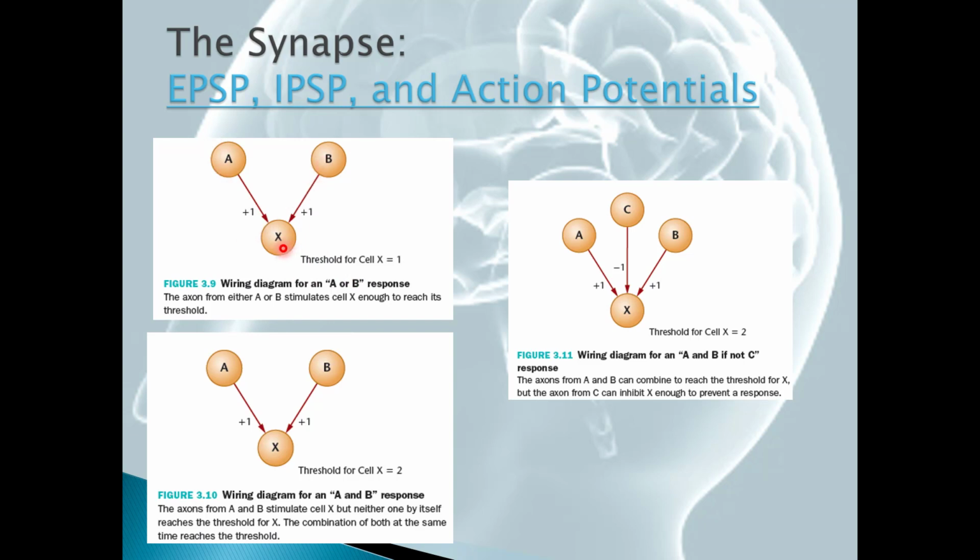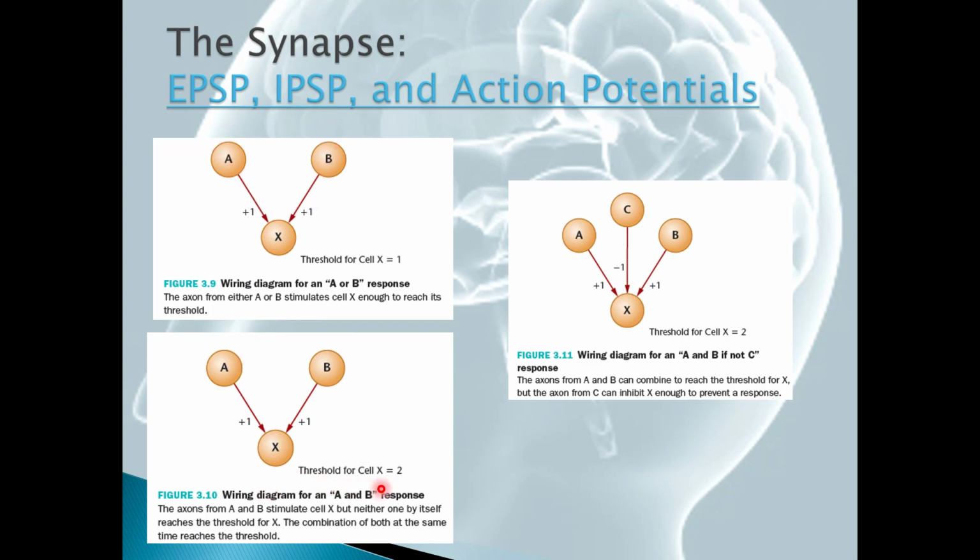Do we have a bigger action potential because A and B both stimulated X at the same time? Does that spatial summation lead to a bigger action potential? No, it doesn't, because of the all or none law. A and B together will cause the same action potential as A alone or B alone.